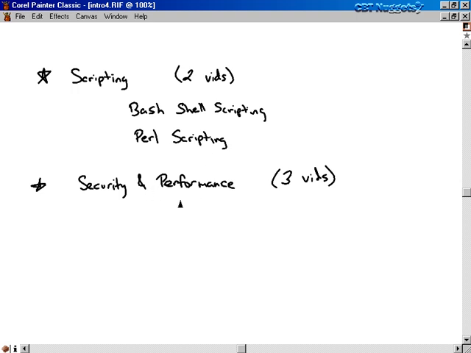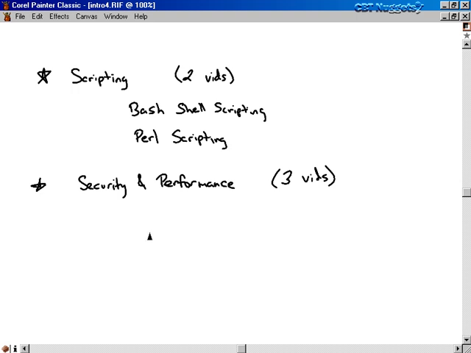And then we talk about security and performance for the last 3 videos. So we talk about performance monitoring. How do you monitor network traffic or CPU usage or memory usage, and how do you diagnose performance problems, and what's the underlying problem? That's what we're getting at there.